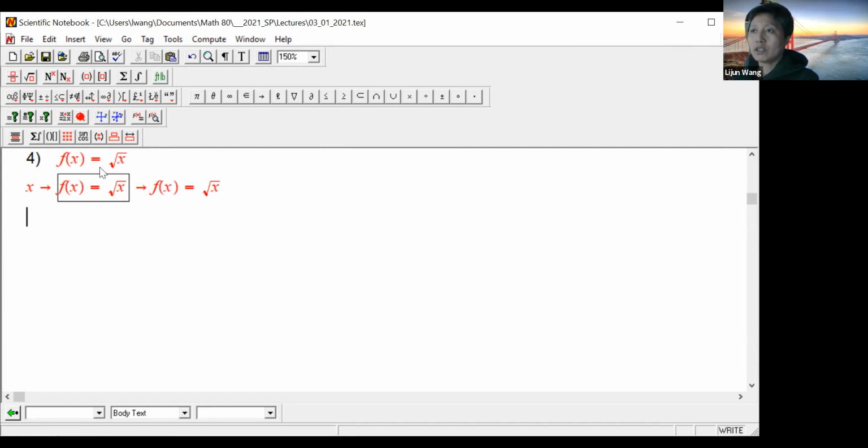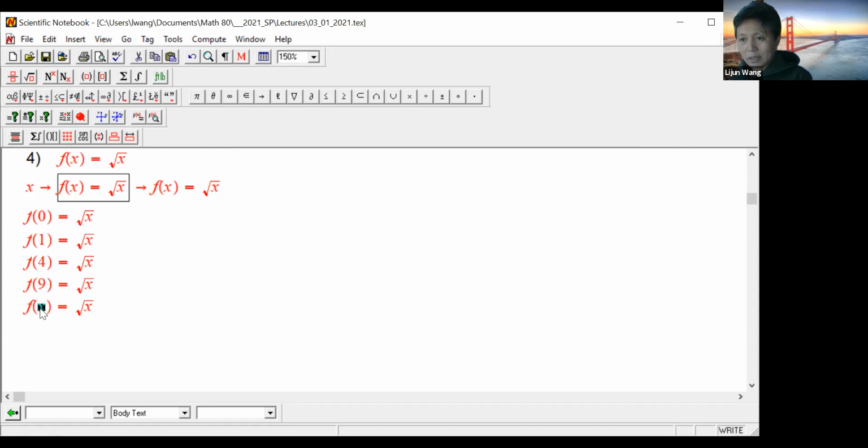Suppose that the input is, I'm going to give you some input. I'm going to give you 0, 1, 4, 9, 16. Should I give you some negative number as the input?